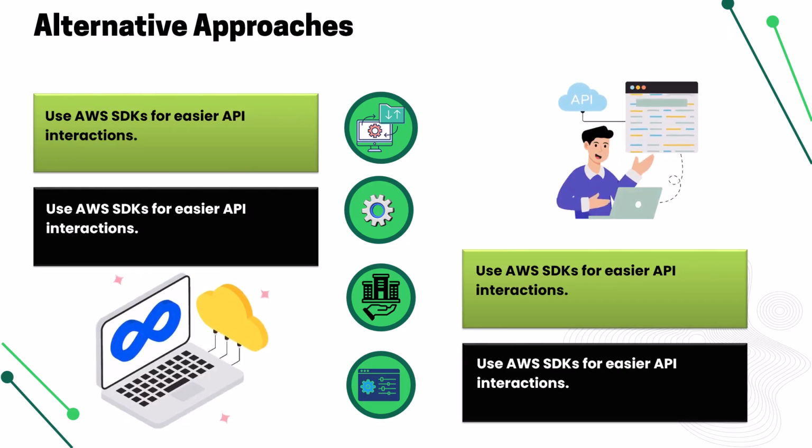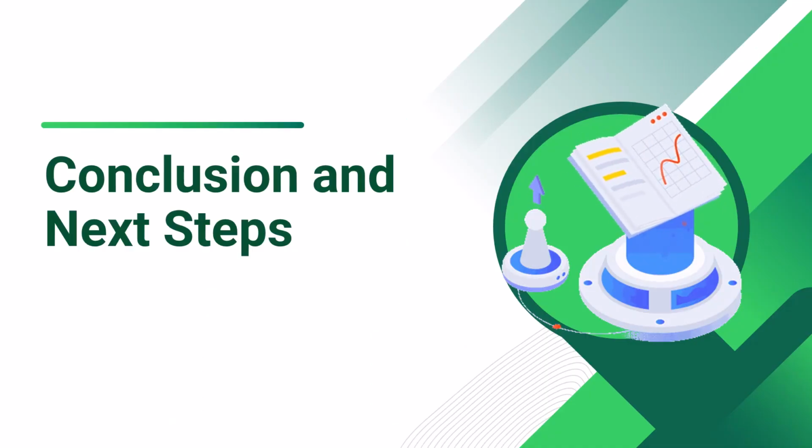AWS isn't a one-trick pony. You can use SDKs, CLI, and infrastructure as code for automation. Third-party tools also help with monitoring, because sometimes AWS needs an extra pair of eyes. We've covered a lot, from APIs to security to best practices. Now it's your turn to experiment and explore AWS further. Keep learning, stay secure, and remember, cloud computing is fun when you know how to handle it.